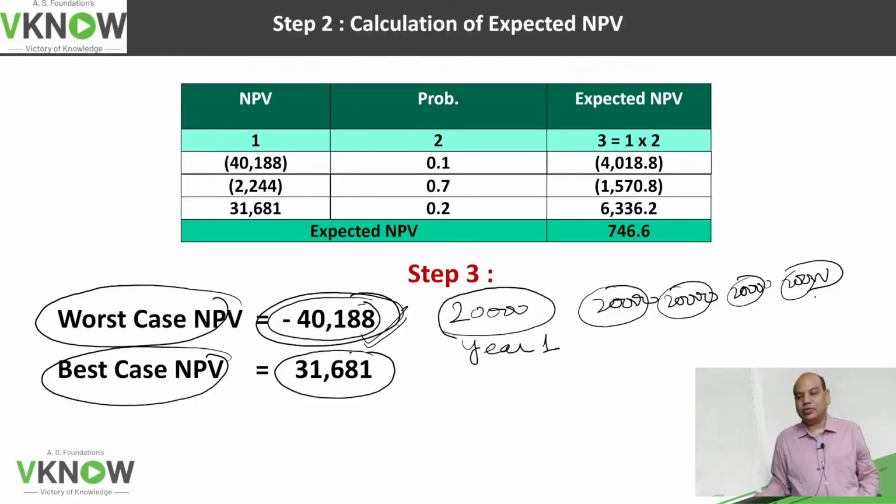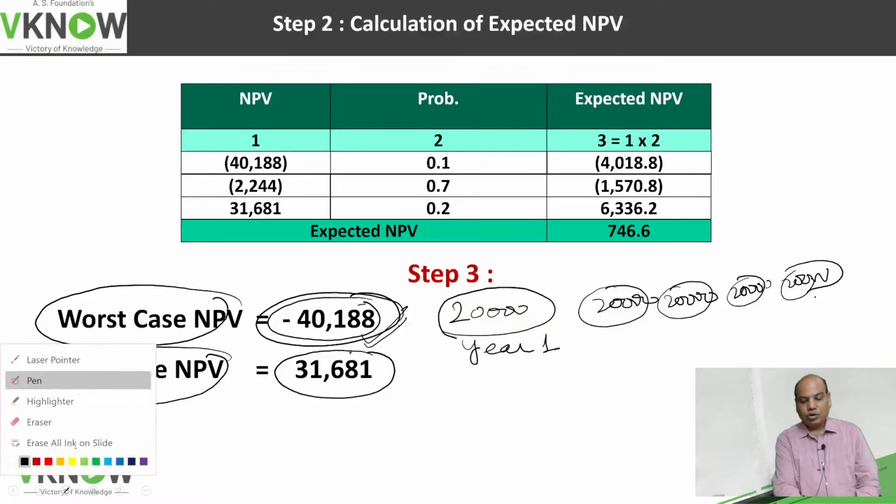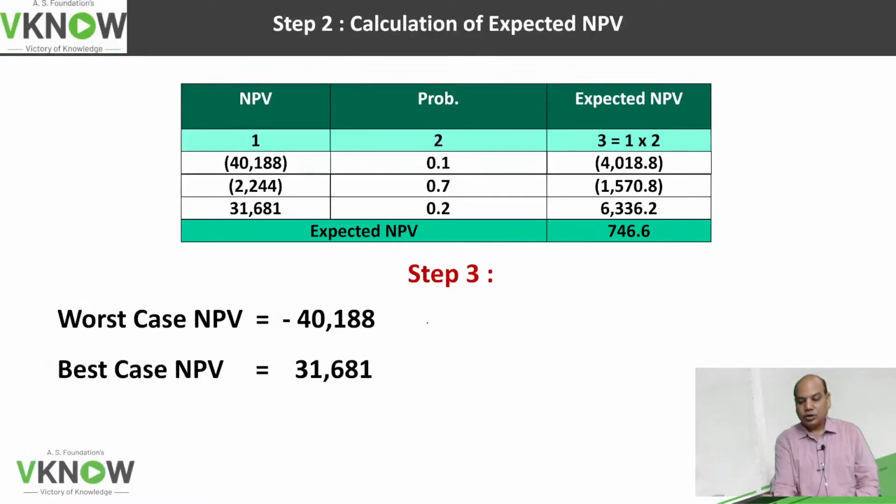You'll get 20,000 negative in all the 3 years. Okay. So if I have to draw the diagram for you for the perfectly correlated case, in year 1 we have 3 possibilities: 20,000, 30,000 and 40,000.